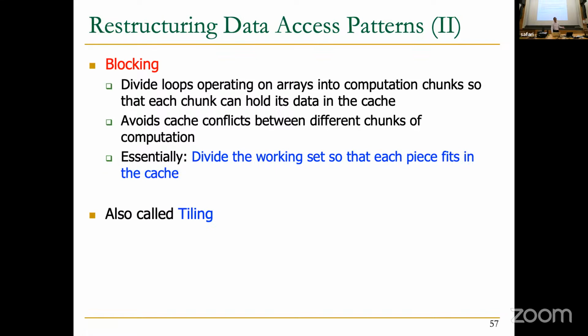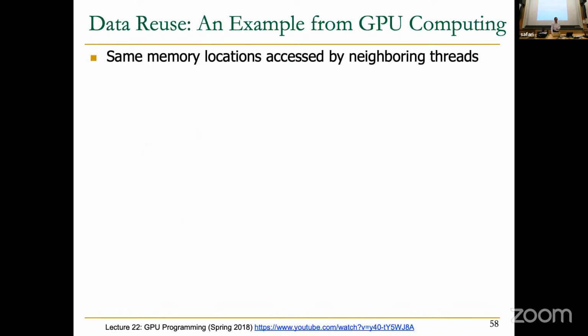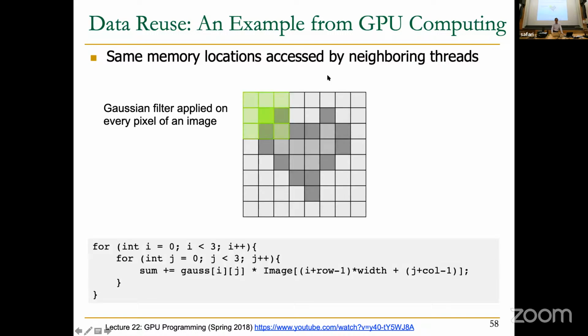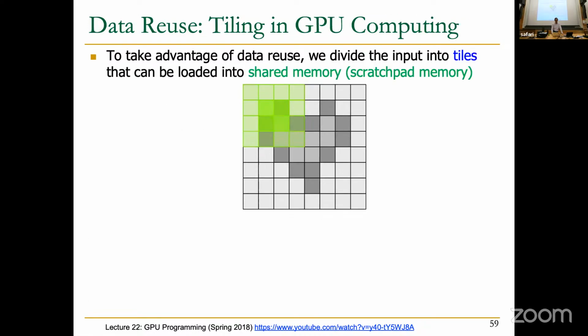This is also called tiling, loop tiling, or blocking, or matrix blocking, matrix tiling. There are many names for this. I'll give you an example from GPU, real code. You can actually watch a longer lecture from an earlier incarnation of this course. Essentially, we have the same memory location accessed by neighboring threads. You can, for example, apply a Gaussian filter on every pixel of this image. If you're actually doing computations, if this is too big to fit in your cache, just do the computations that you need to do over here in a batch, and then you move to the next part, right? And then you move to the next part. That's the idea over here.